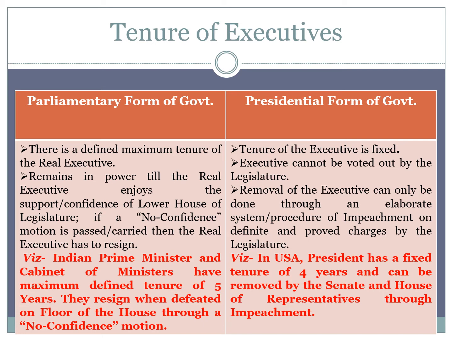Next, we move on to the third difference, which is regarding the tenure of the executive. In a parliamentary form, the executive has a defined and maximum tenure, normally of 5 years. But if the Prime Minister and the Council of Ministers are defeated on the floor of the House, that is, a vote of no confidence is passed against them by the legislature, they have to resign before completion of the 5-year tenure. Whereas in a presidential form, the tenure of the executive is fixed.